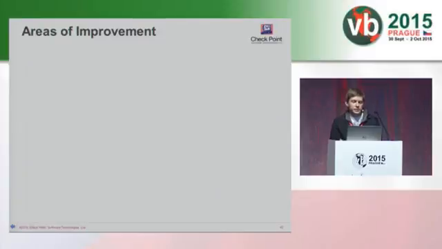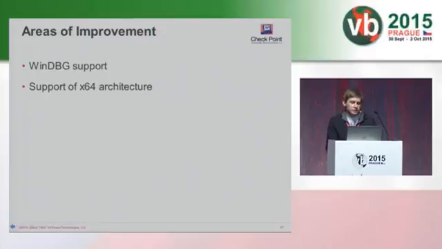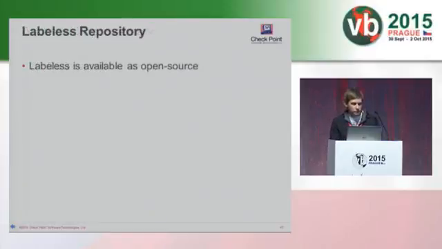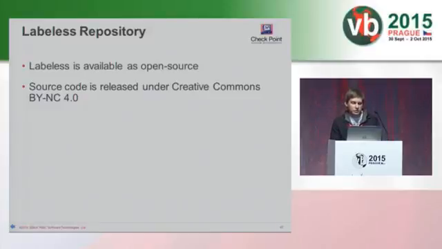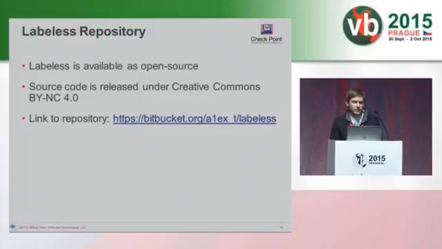So, of course, there are some areas of improvement. We want to add WinDBG support. It will virtually allow you to dump the code directly from kernel while remote debugging. And we want to add x64 architecture support. And the best of all, Labeless is available as open source. You can find it on Bitbucket, and you can see the link on the slide.